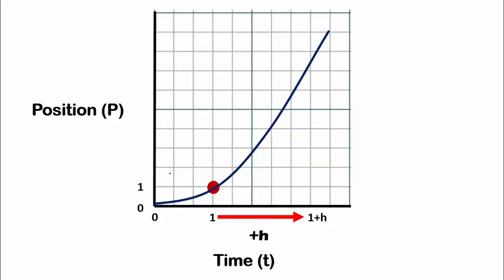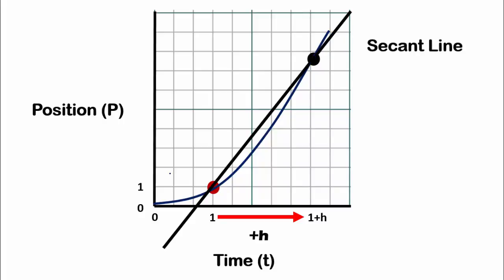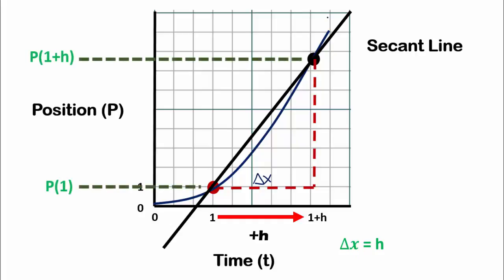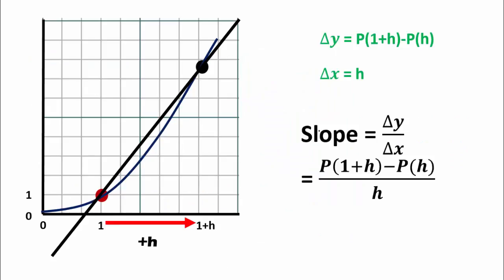Well, let's think of it like this. Let's say you're adding h to 1 to get another point at 1 plus h. Well, if you connect the dots, you're going to get a secant line, or line that goes through 2 points of the curve. What's going to be the slope of the secant line? Well, delta x is h. But what's change in y? Because this point is at 1 plus h and this is position at 1, change in y is going to be position at 1 plus h minus position at 1, giving us the slope of change in y over change in x, or p of 1 plus h minus p of 1 over h.